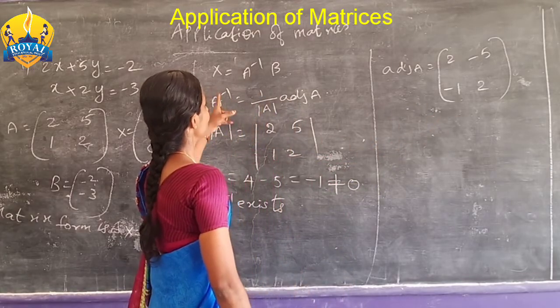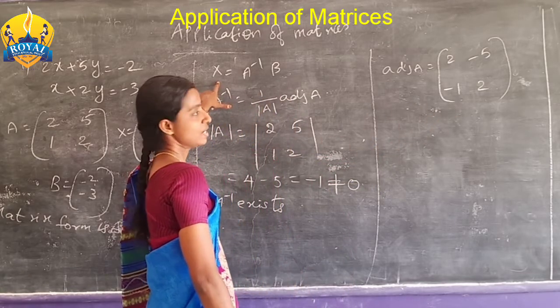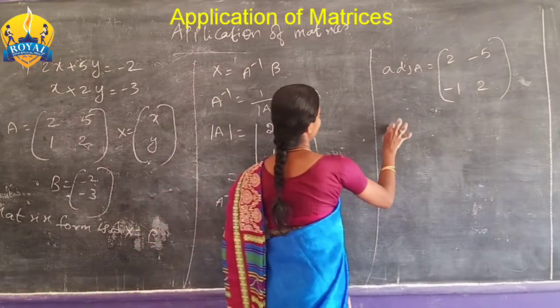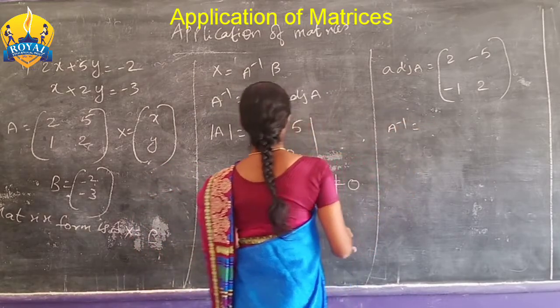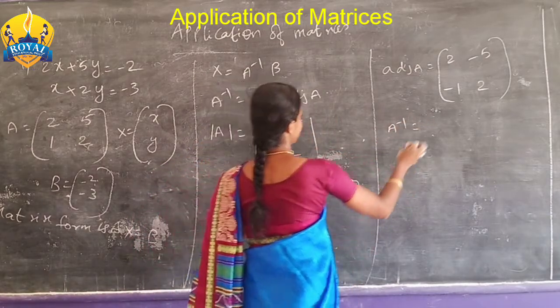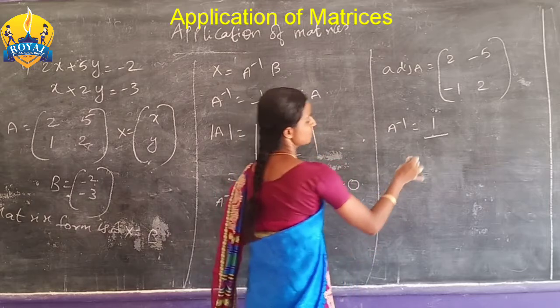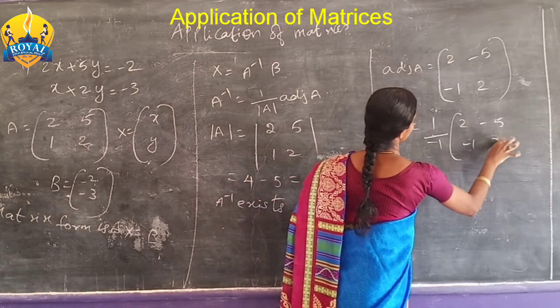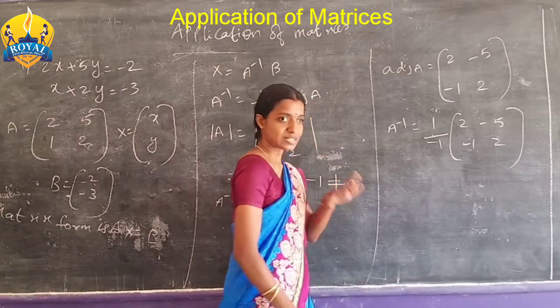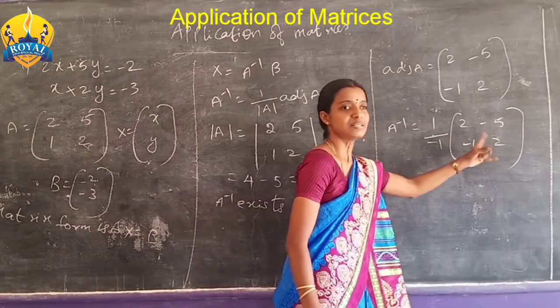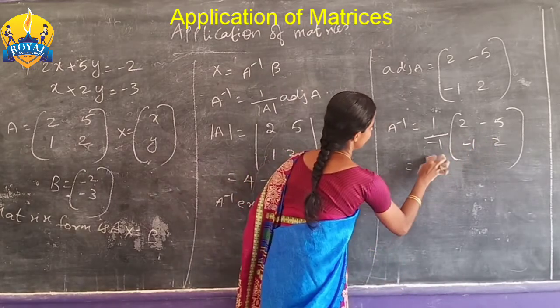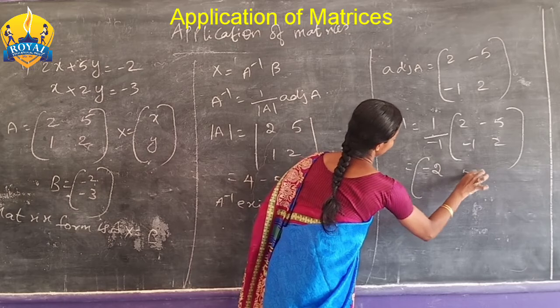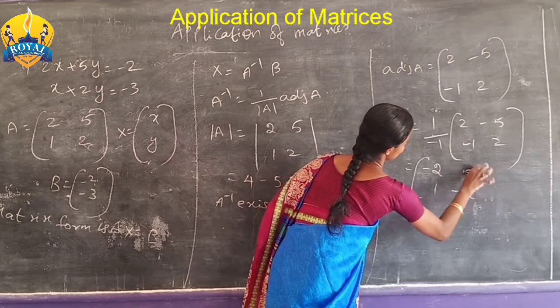Now let me go ahead solving for x equal to A inverse B. First, what is A inverse? 1 by determinant of A. So 1 by my determinant of A, which is minus 1, into adjoint A: 2, minus 5, minus 1, 2. Here itself, let me take this negative 1 inside. So I have minus 2, 5, 1, minus 2.